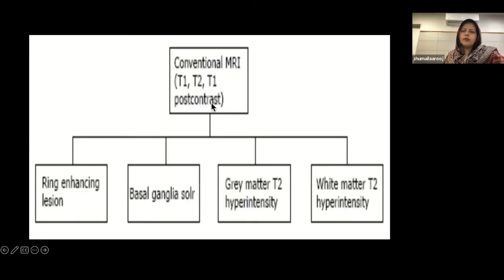So to sum up, whatever I told you, conventional MR, T1, T2, T1 post-contrast are very important sequences. The lesions can either be ring enhancing, they can be in the region of basal ganglia, they can appear as gray matter hyperintensities like in cases of encephalitis, they can appear as white matter T2 hyperintensities like in cases of PML or HIV.